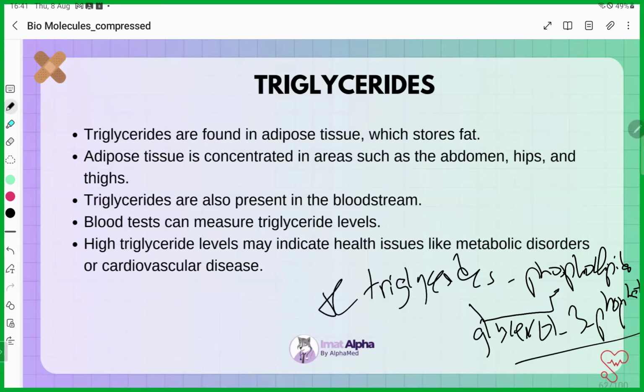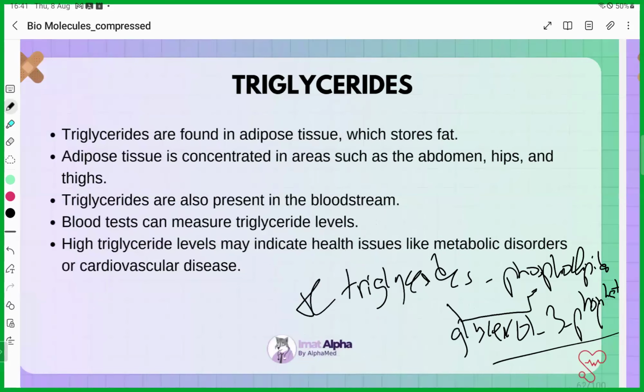Okay, this is correct. Triglycerides are found in adipose tissue, which stores fat. Adipose tissue is concentrated in areas such as the abdomen, hips, and thighs. Triglycerides are also present in the bloodstream. Blood tests can measure triglyceride levels. High triglyceride levels may indicate health issues like metabolic disorders and cardiovascular disease.